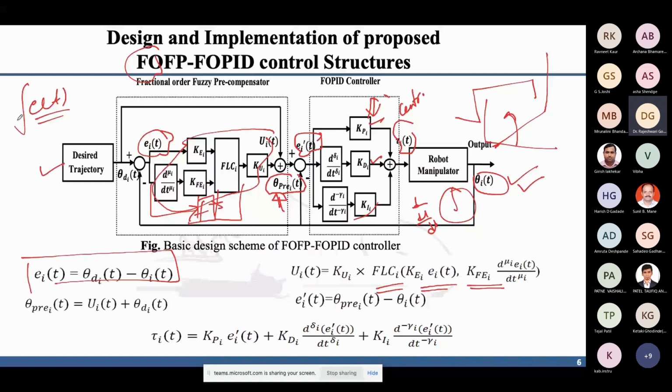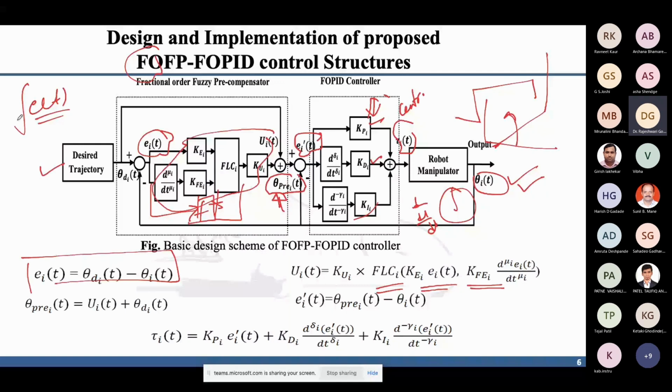Then the problem arises. That's why most of the time in fuzzy applications we do not use the integral as an input to the fuzzy system; we use it as a separate entity, as a PI or a PD. But most of the time, in drive applications, we do not use the PD, we use the PI only, because of some other issues.